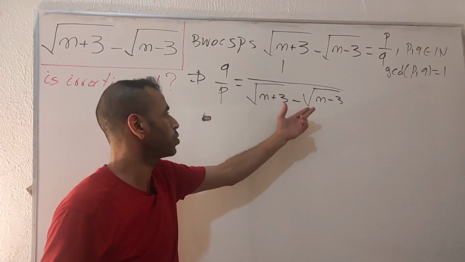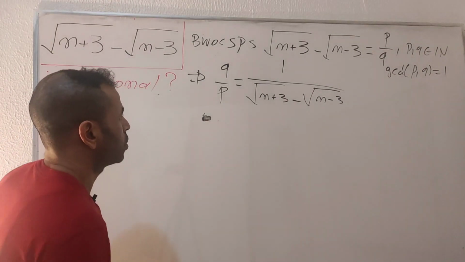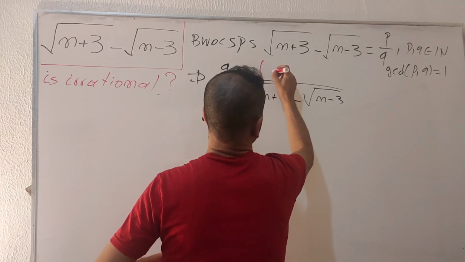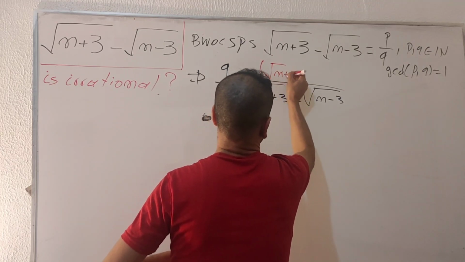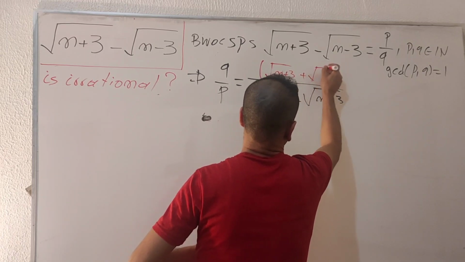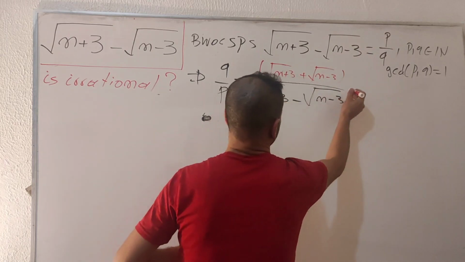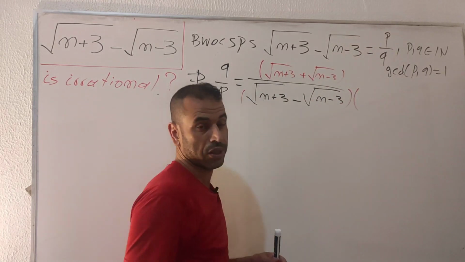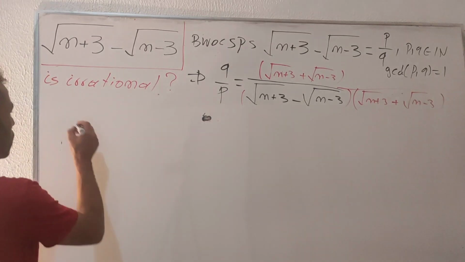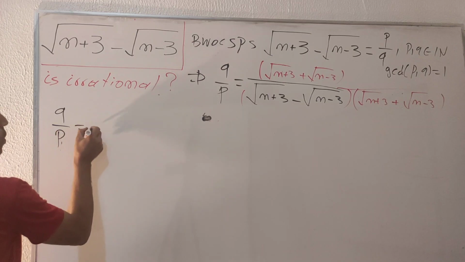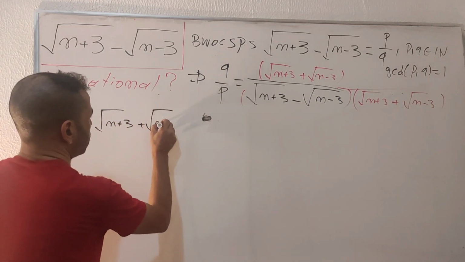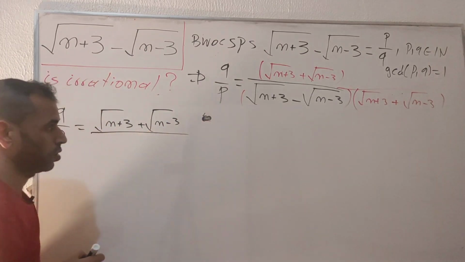Then at this moment, we have to multiply by the conjugate. So I'm simply going to multiply the numerator by square root of n plus 3 plus square root of n minus 3, because the denominator will be multiplied by the same number. Now let's simplify. The numerator stays the same. I get q over p equals square root of n plus 3 plus square root of n minus 3, all divided by this.